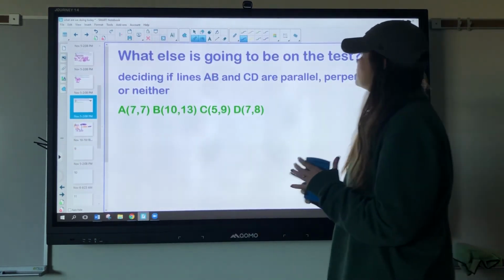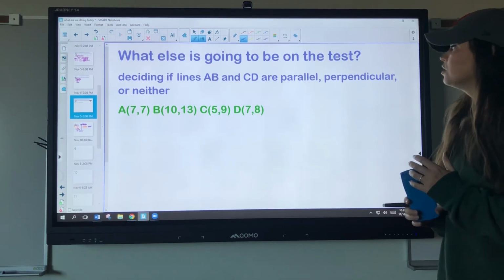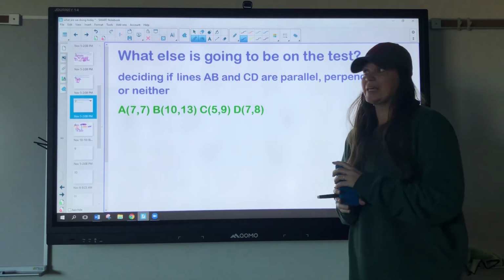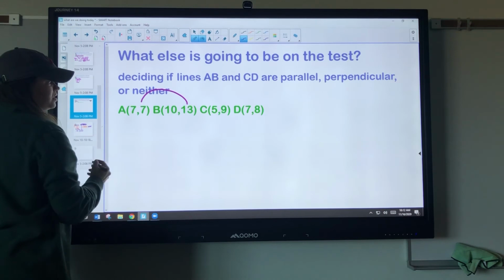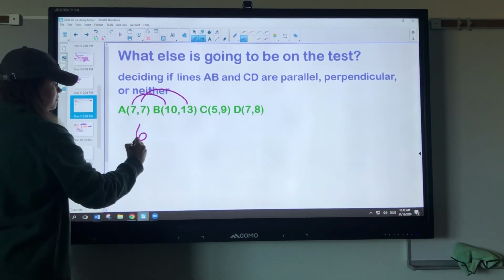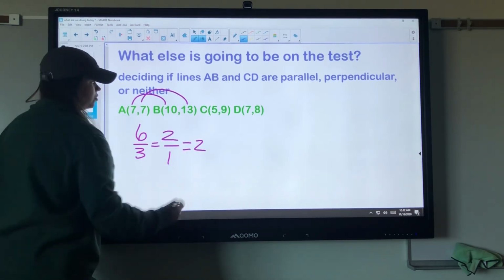Last thing on the test. Deciding if lines are parallel, perpendicular, or neither. To do that, you have to do the slope formula twice. Don't just guess. So you need to do the slope of AB, which is 13 minus 7, and 10 minus 7. That slope is 2 over 1, which is 2.